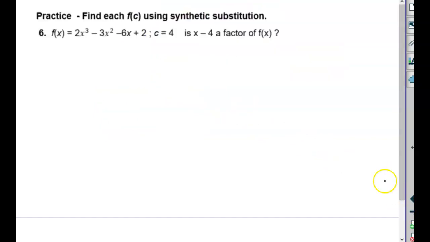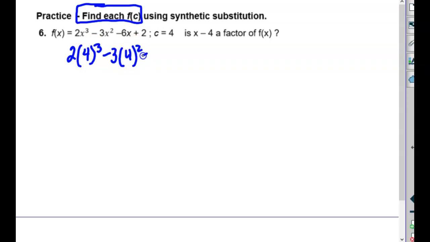Moving on. So it says if f of x equals this, find each f of c. We can either do direct substitution or synthetic substitution. Direct substitution, if somebody wants to do that, would be this guy. But if you don't like that, you don't want to grab your calculator, you could also do the division.